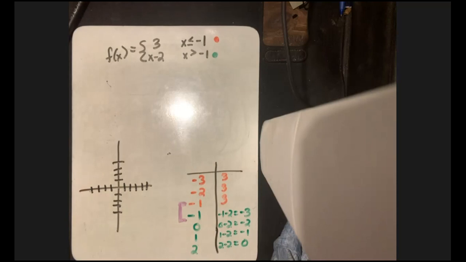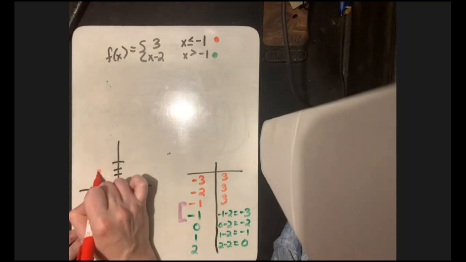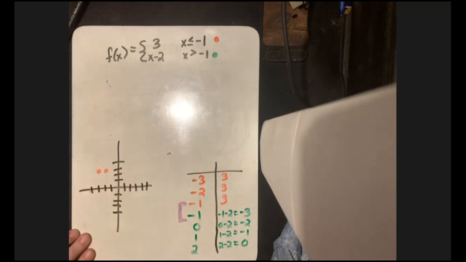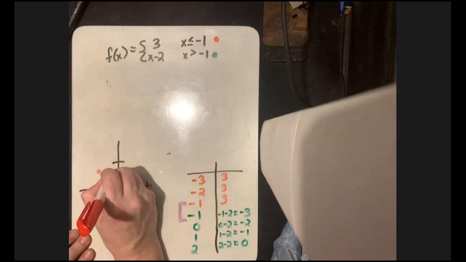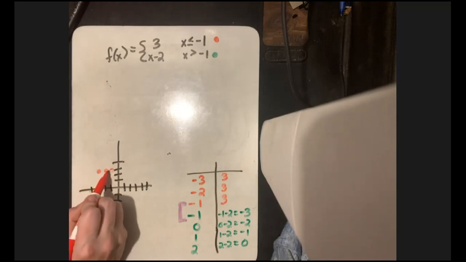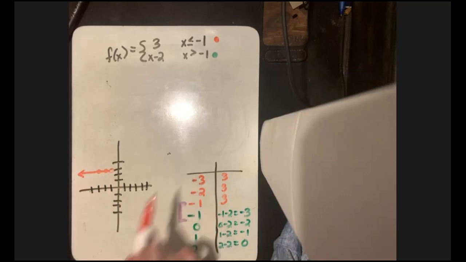Okay. So I'm going to start, and again, I'm doing this all in color just so you can see the stuff. So at -3, I'm at 3. So I'm going to put a solid dot right there. At -2, I'm at 3. I'm going to put a solid dot. Now, this spot right here on the transition, at -1, I'm going to put an open circle. I know that's kind of hard to see, but these are all connected.